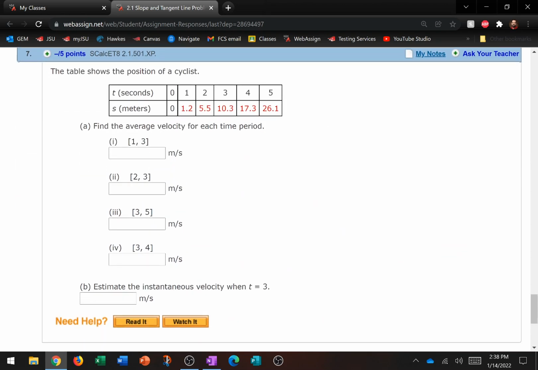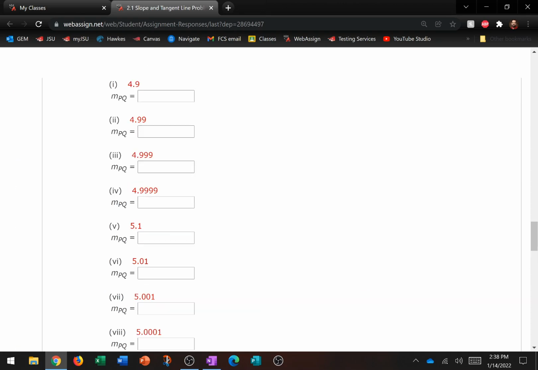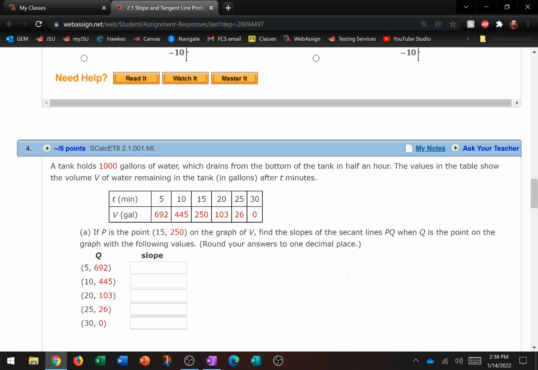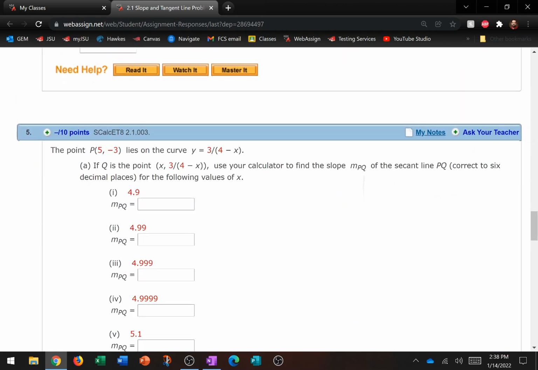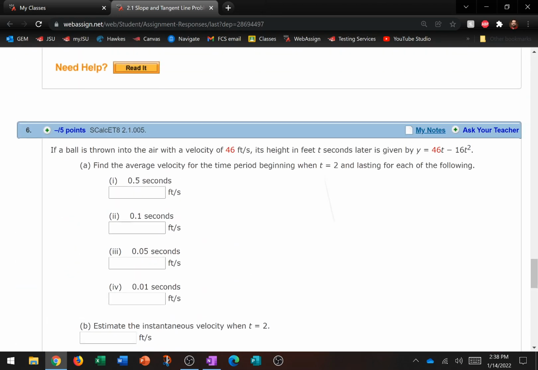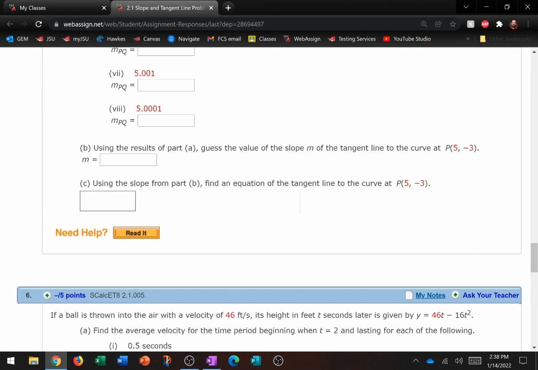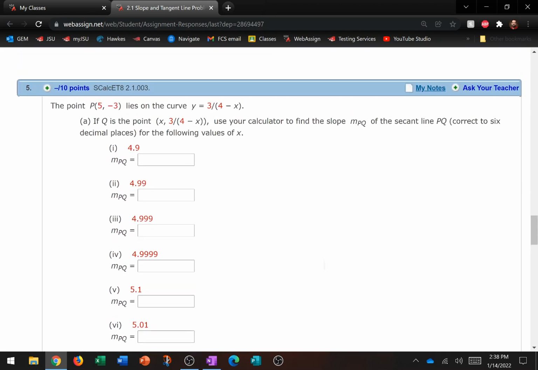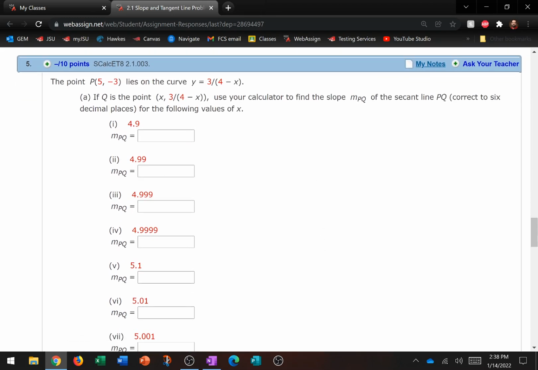So let's see, which one seems most confusing? Which one you want to do together? 4 or 6? Which one? 4 or 5 or 6? I guess. 5, yeah. If we need to do another one, we will.